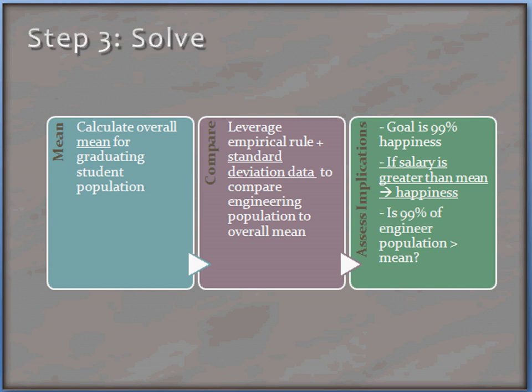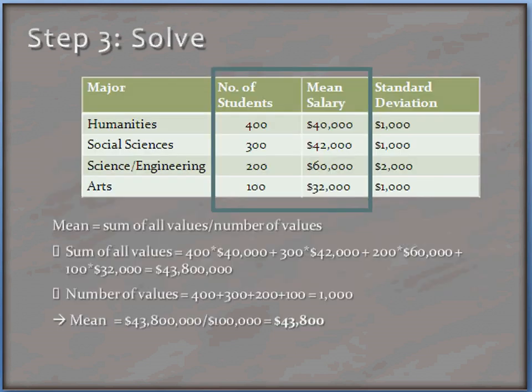Now we go ahead and implement this strategy to solve the problem. Let's first calculate the mean salary of all students at the university, because this is the value that we want to compare the engineering population to. We know that the mean is equal to the sum of all the values divided by the number of values. We can calculate the sum of all the values by multiplying the mean for each population by the number of students in that population.